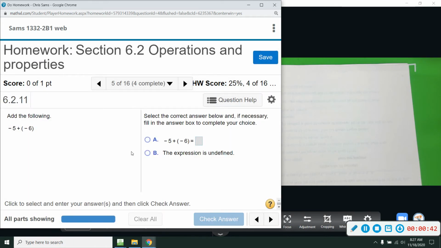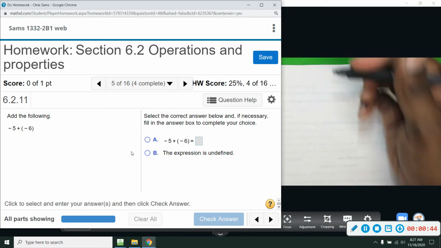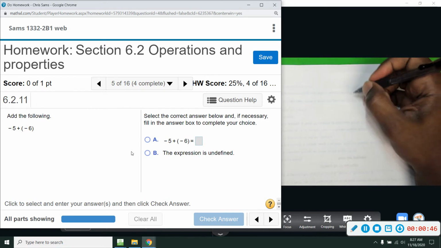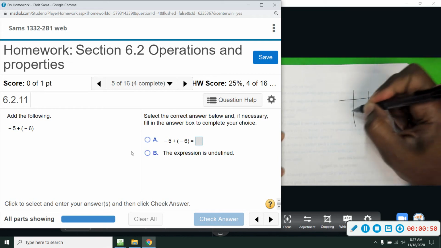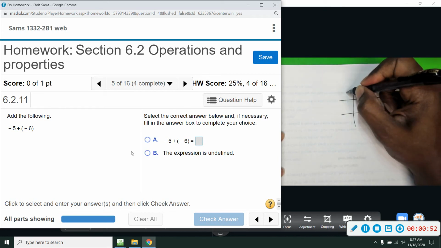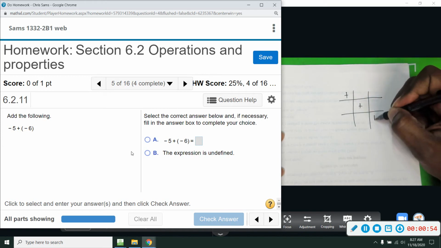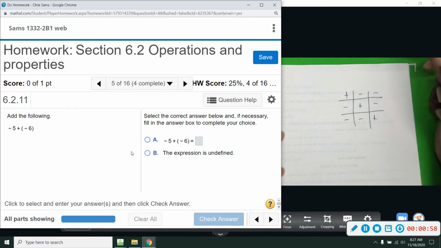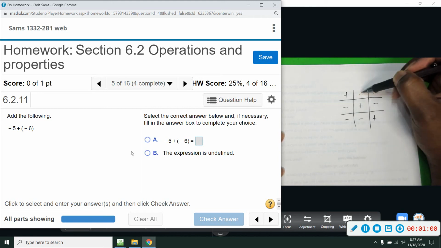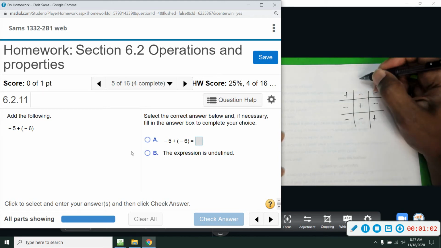All right, number 5, we want to add the following. Okay, so let's go back to that little table. We want to look at the signs of the numbers. So remember, positives down the middle, negatives everywhere else. If the signs are different, we're going to subtract. So this works with addition and subtraction.